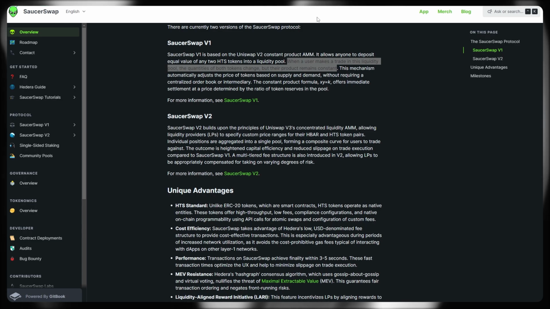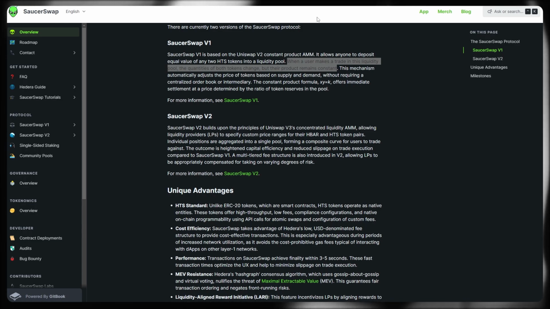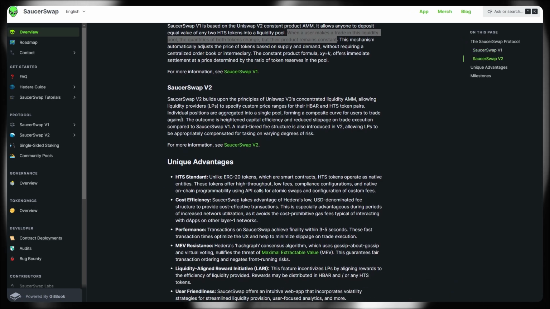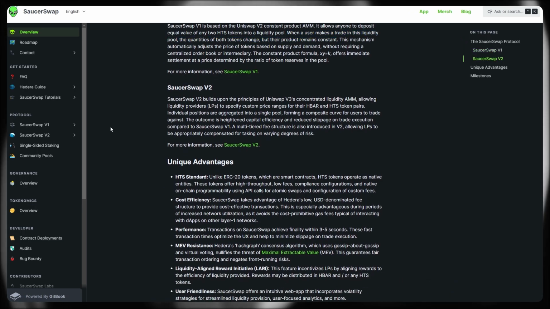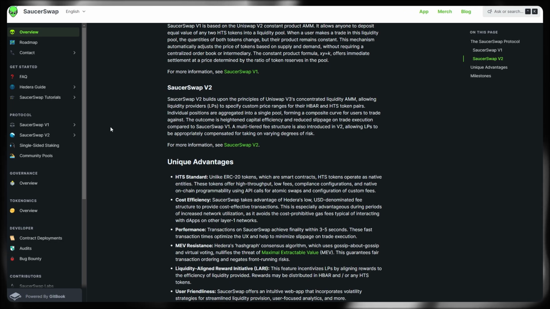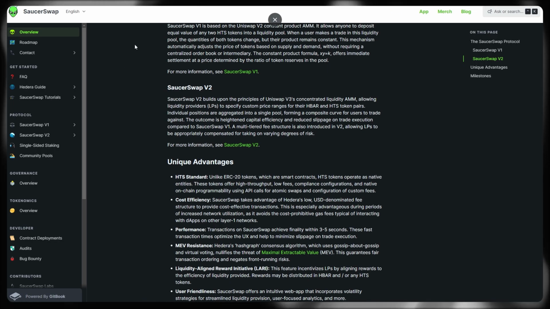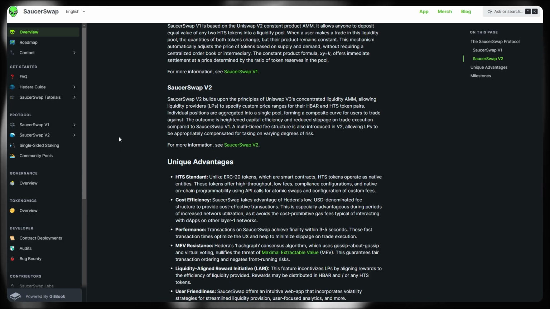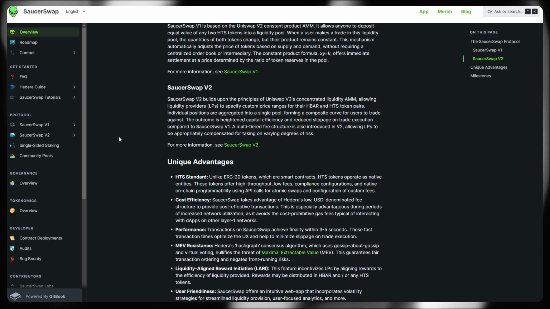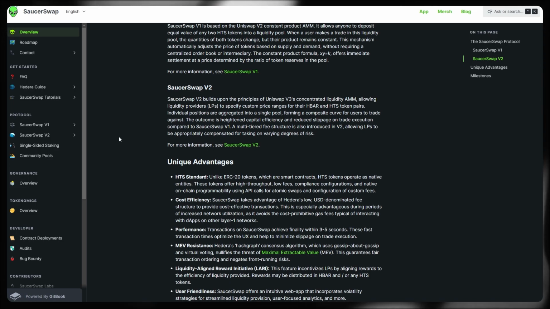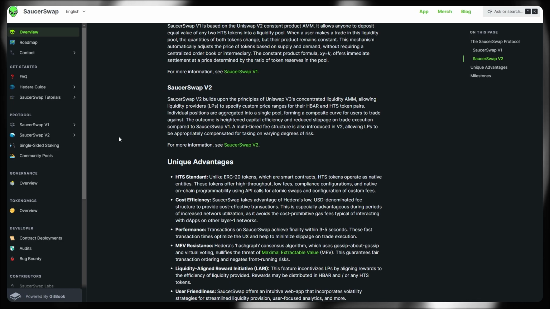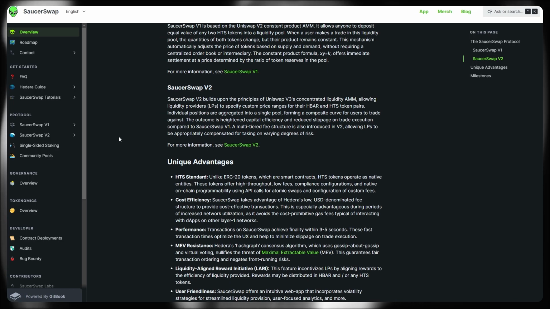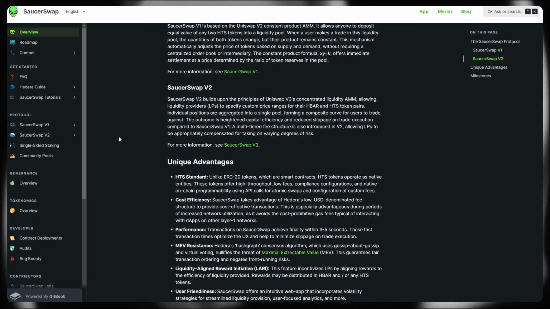Individual positions are then aggregated again into a single pool, forming a composite curve for users to trade against. The outcome is heightened capital efficiency, which we've looked at before, and I did several different infographics, up to 4,000 times in terms of capital efficiency, as well as things like reduced slippage on trade execution compared to those V1 protocols. A multi-tiered fee structure is also introduced in V2, allowing liquidity providers such as yourselves to be appropriately compensated for taking on those varying degrees of risk.